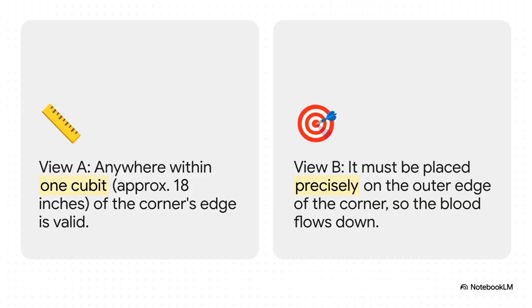And right away, we get our 2 competing theories from Rabbi Yochanan and Rabbi Elazar. One says, look, as long as you're in the ballpark, within about 18 inches or 1 cubit of the corner, you're good. It counts. But the other? Nope. He insists it has to be placed with pinpoint precision, right on the outer edge, so the blood actually runs down both sides. Now, this seems like a small disagreement, but trust me, it's just the tip of the iceberg.